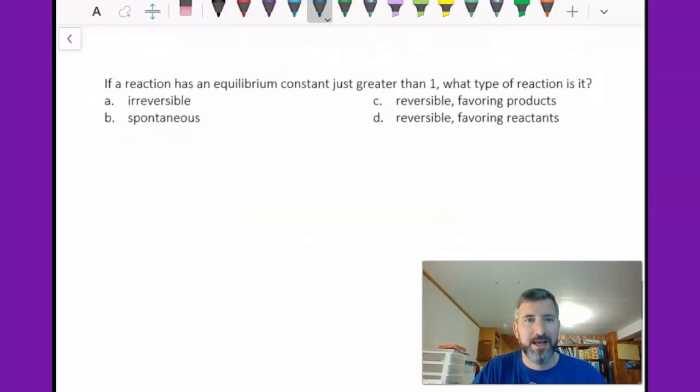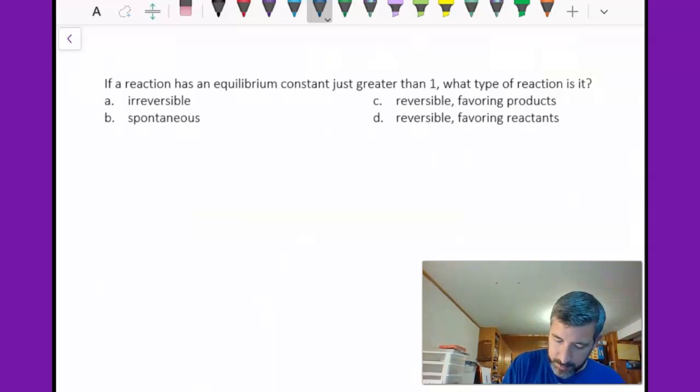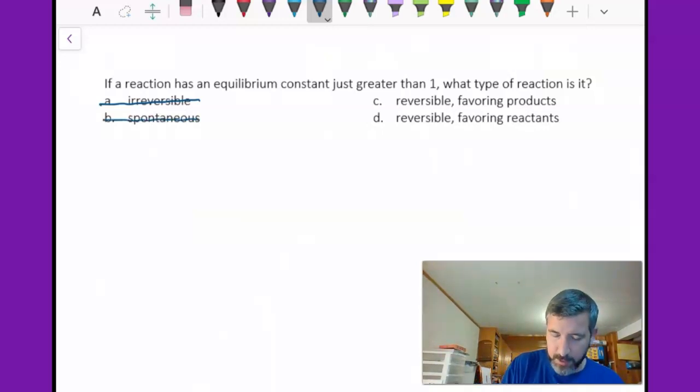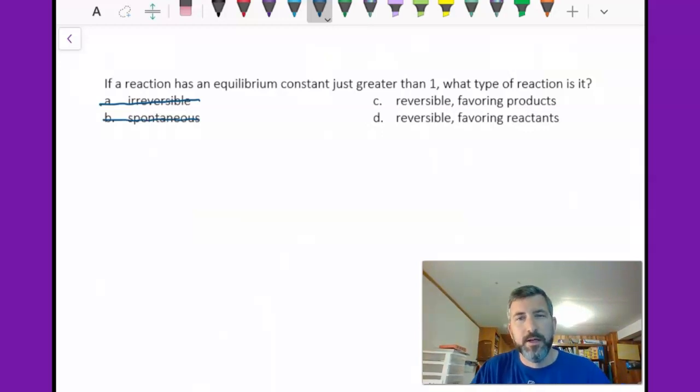All right, if a reaction has an equilibrium constant just greater than 1, so this is not a LeChatelier's principle question, just an equilibrium question. Go ahead and see if you can figure that one out. Okay, so it can't be irreversible because it wouldn't have a KEQ if it didn't reach equilibrium. Spontaneous doesn't really have anything to do with what we're talking about. All right, so it is reversible.